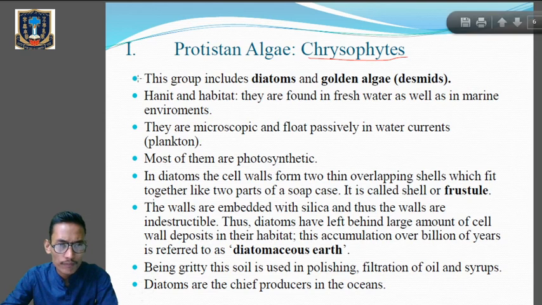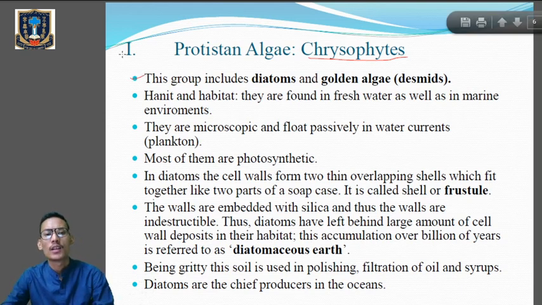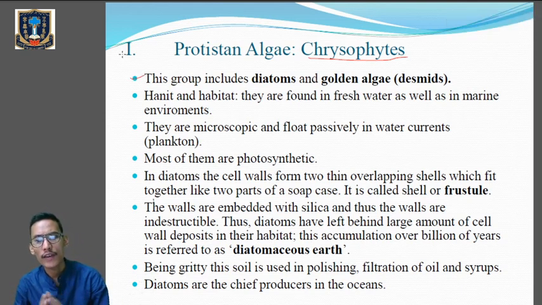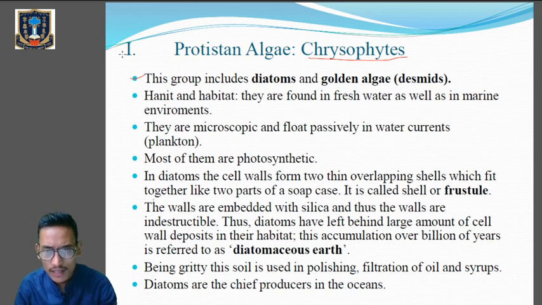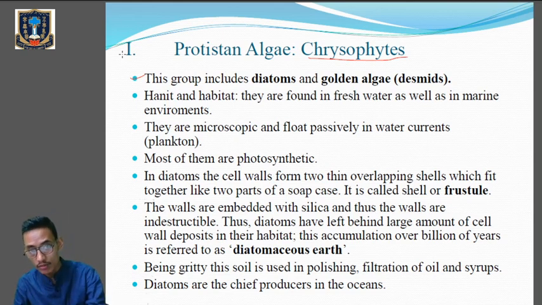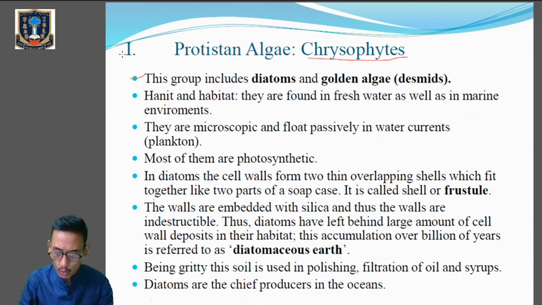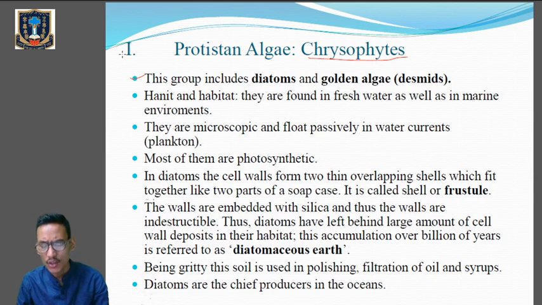First one, characteristics. This group, that means the chrysophytes, includes the diatoms and the golden algae called the desmids. So kindly note it down. The Protistan algae or the chrysophytes include the diatoms and the golden algae desmids. Now they are part of the phytoplankton of the oceans.